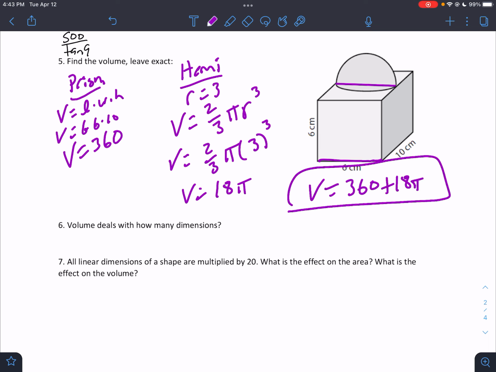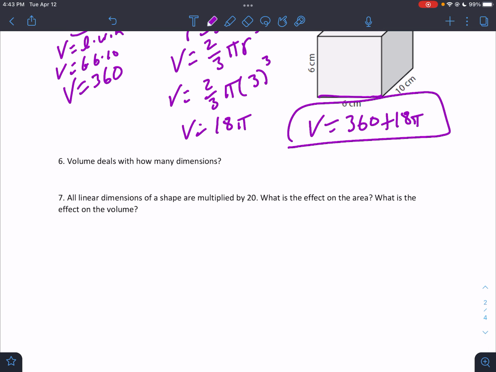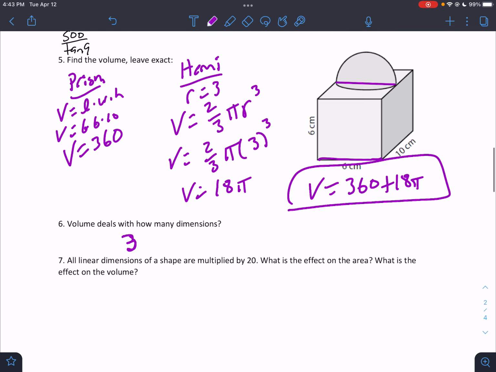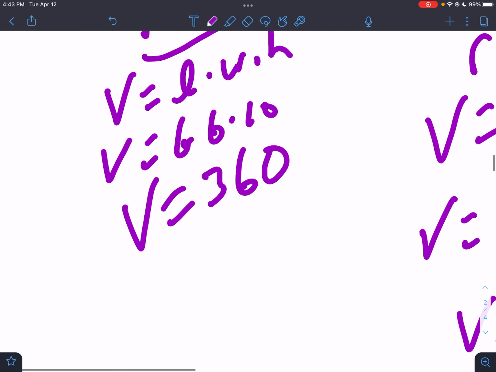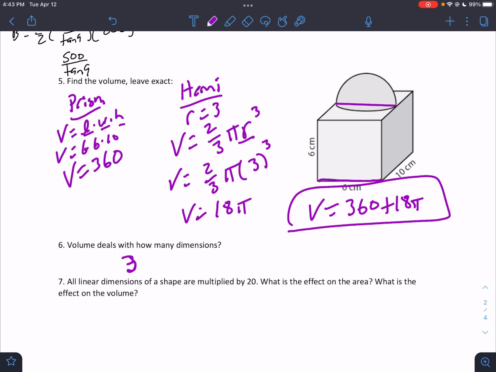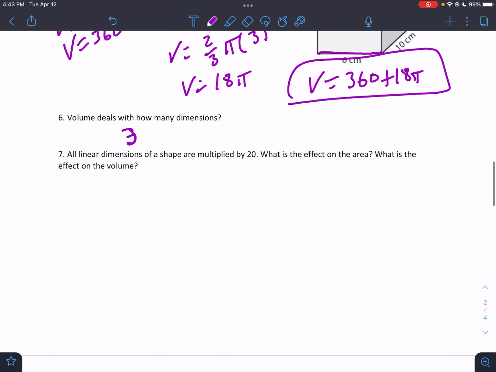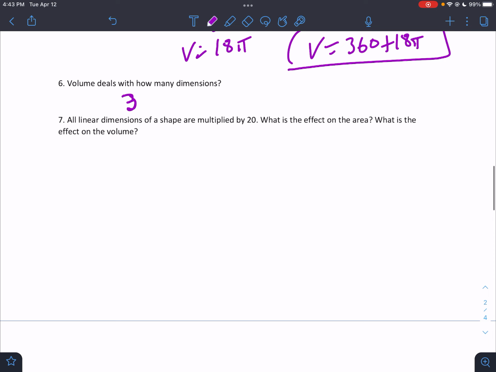If it said round it, we type it in. Volume deals with how many dimensions? This is important, but it deals with 3. Now those 3 dimensions can look different on different shapes. For a pentagonal pyramid, that's an apothem, a perimeter, and a height. Those are the 3 things you're multiplying. For a sphere, all 3 dimensions are the radius. It's radius times radius times radius. For a prism, it's the length, the width, and the height. But it's only 3 dimensions. Area was 2 dimensions. Volume is 3 dimensions.